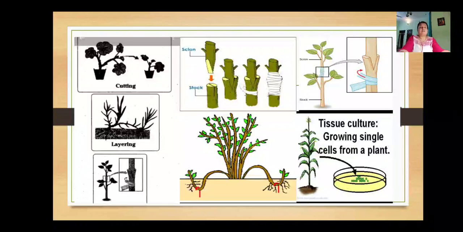Then comes grafting. The grafting method consists of attaching two different parts and tying them up. You can see in the figure, we take a part which has to be fixed, that is the scion, and the part which is going to receive that cut part, that is the stalk. So the scion and the stalk.